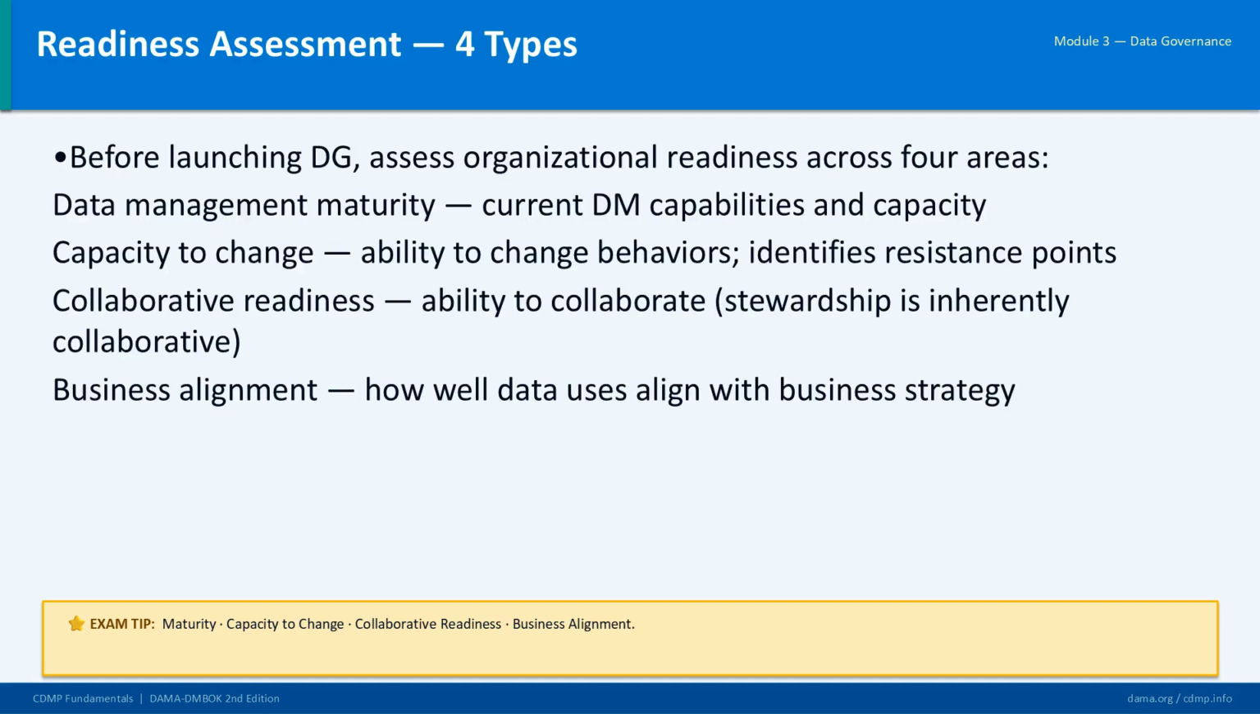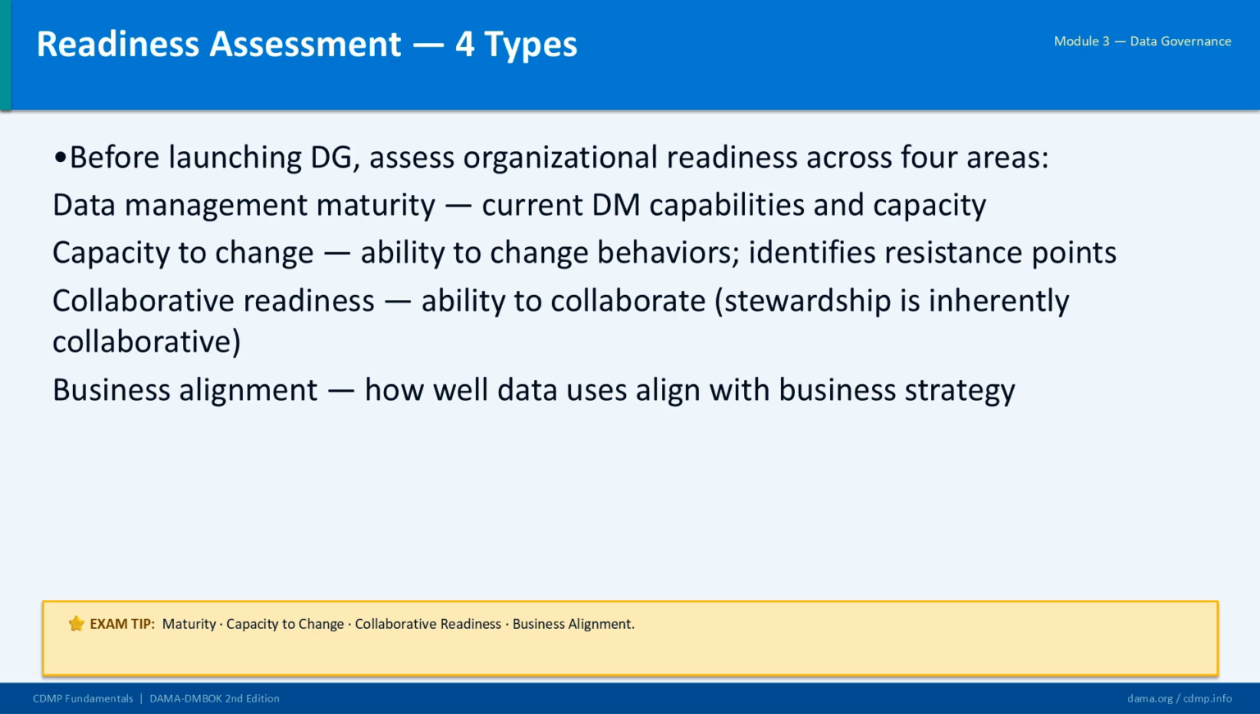Before you launch a governance program, you assess whether the organization is actually ready, and the DMBOK names 4 readiness assessments. First, data management maturity. What are the organization's current data management capabilities and capacity? Second, capacity to change. How able is the organization to change its behaviors, and where will resistance show up?